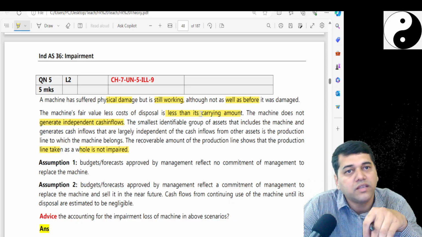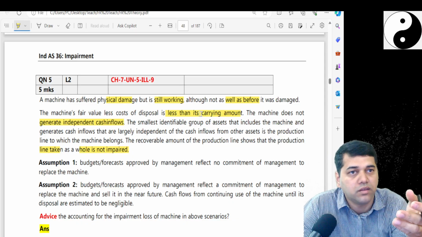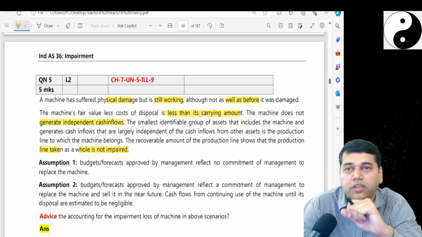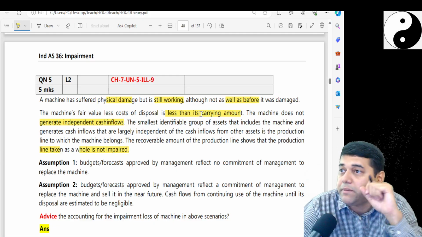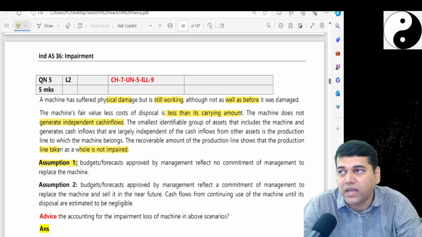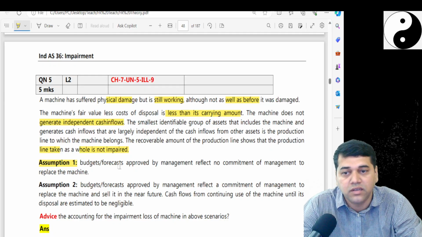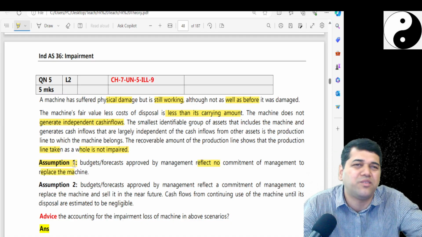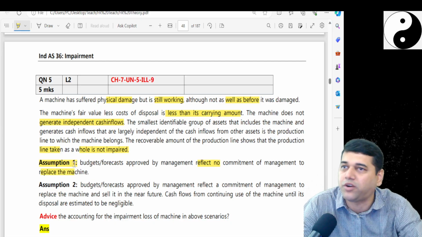Now you recognize this, what is that called? You test the impairment for the CGU. The CGU as a whole is not impaired, but your machine got damaged. Now there are two assumptions. As an auditor, you look at the budgets and the forecast approved by the management, which reflect no commitment to replace the machine. So they said, okay, it is damaged, let it remain. Anyhow, my production is happening.